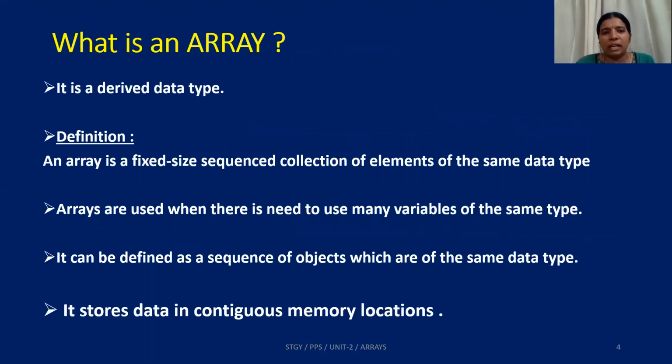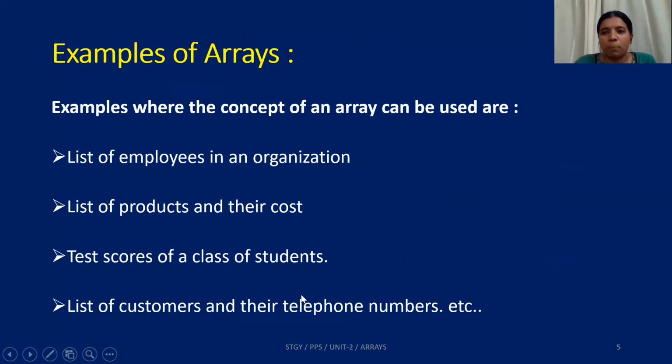So how do we define an array? An array is a derived data type. It's a fixed size collection of elements of similar type, or an array is said to be a homogeneous collection of elements stored in contiguous memory locations. What's the meaning of contiguous? Contiguous means adjacent, or immediately next. The elements are stored in adjacent locations, so that the array looks like a collection of similar elements which are stored adjacently.